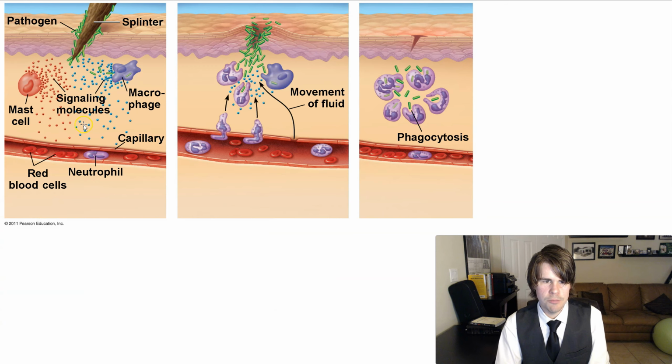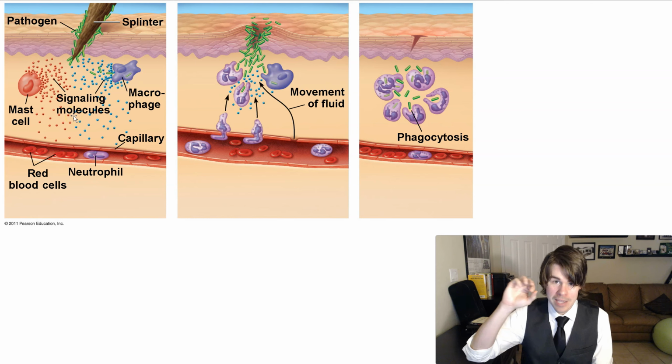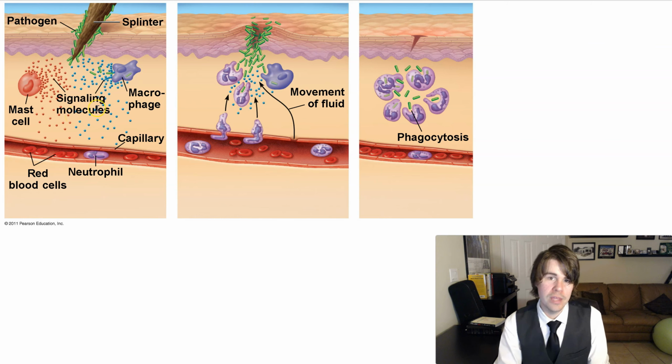And so here's just another picture here. So you have your splinter, bacteria is on the splinter. It causes mast cells to release signaling molecules like histamine, macrophages releasing their molecules. Those are signaling molecules, right? They carry a signal and they cause change wherever they go. And so they cause changes in the blood vessels.